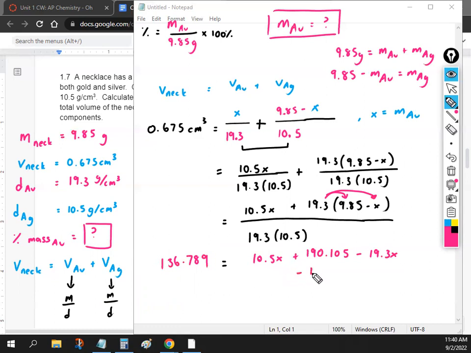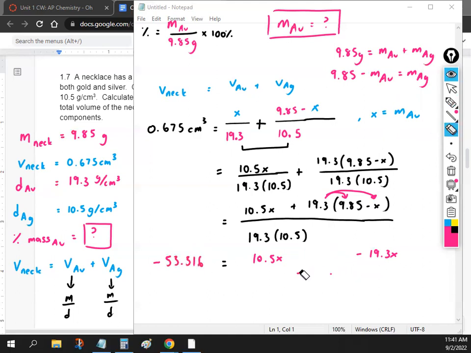From there, we can subtract the value with no variable next to it. So we can subtract 190.105 from both sides. So we can do 136.789 minus 190.105, and that'll give us negative 53.316. So this left side is going to be negative 53.316, and this can just, yeah, what's up?